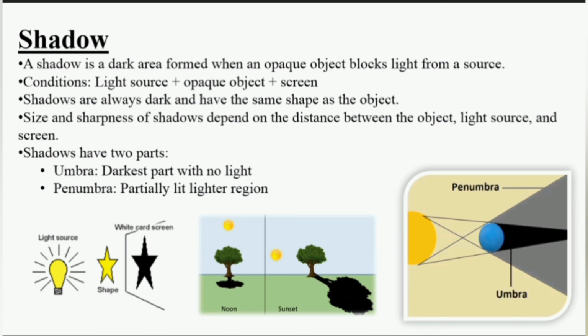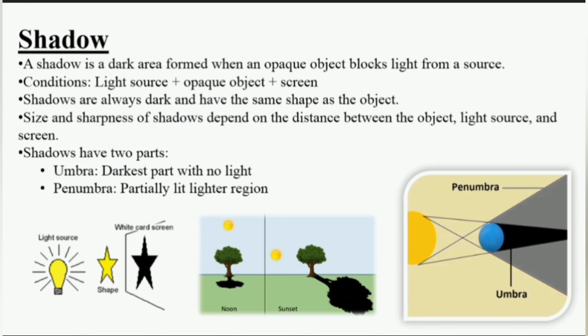For a shadow to form, what are the conditions? It requires the light source, an opaque object and a screen. And shadows are always dark and have the same shape as the object. The size and sharpness of the shadow depend upon the distance between the object, light source and screen. Shadows can change size and sharpness depending on how far the object is from the light source and the screen.